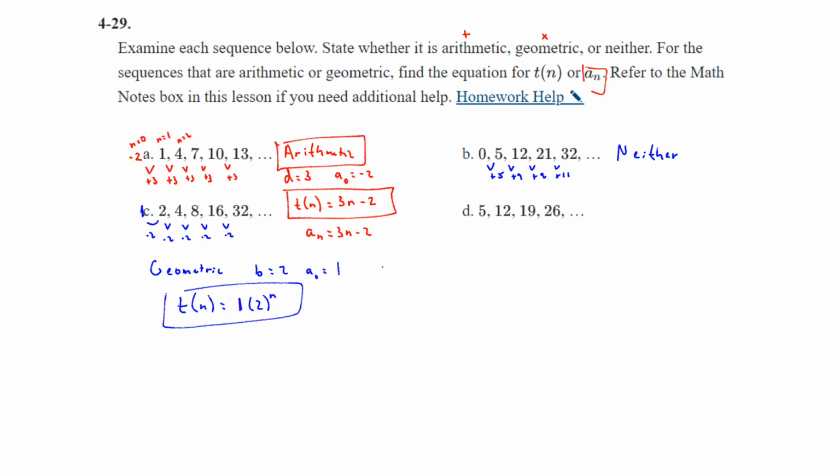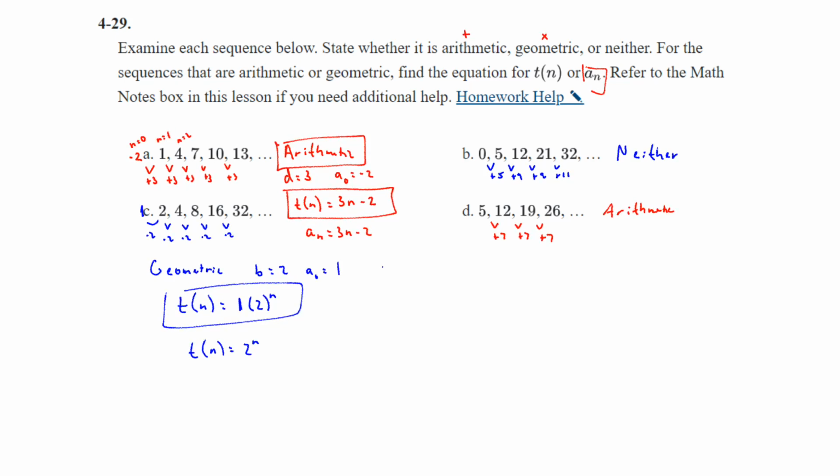Now the 1, I guess, doesn't have to be there because it's 1 times, but if you wanted to write it as just 2 raised to the n, that would work the same way. So on to part D, we have 5 and 12 to 19. It looks like we could add 7 each time. So this is similar to the first one, so that would be arithmetic.